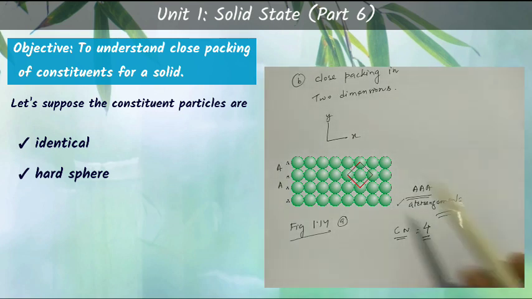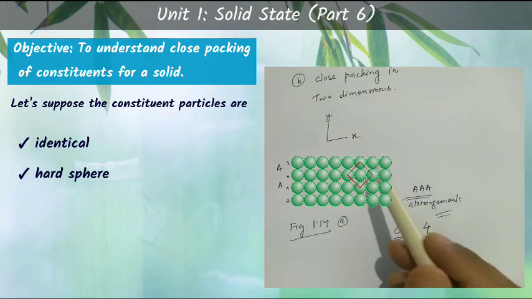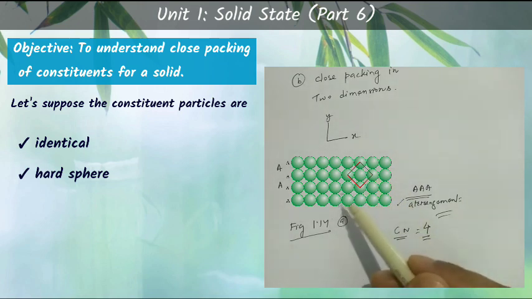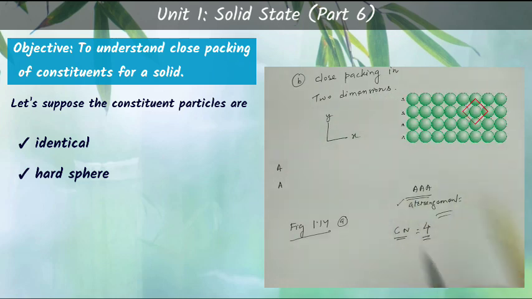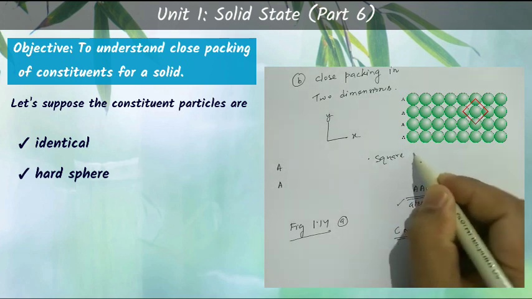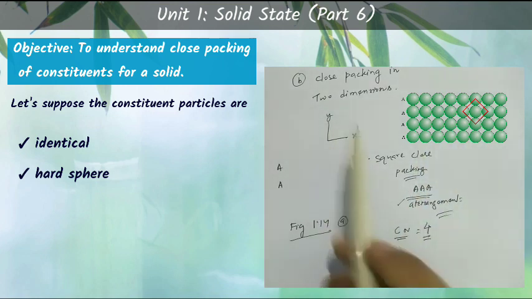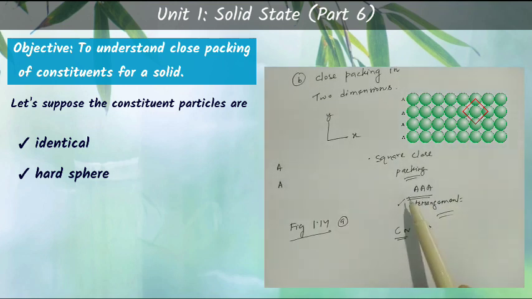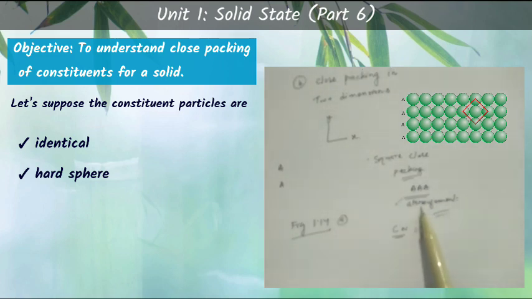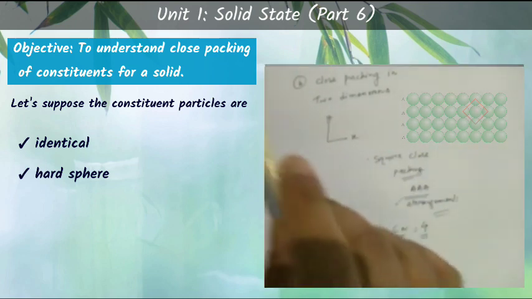Again, if you join these 4 immediate neighboring particles, it will become a square. You see, it will become a square. Because of this shape, this packing is called square close packing. So this is known as square close packing. We can term this as a type of packing arrangement, or we can even say this is your square close packing.